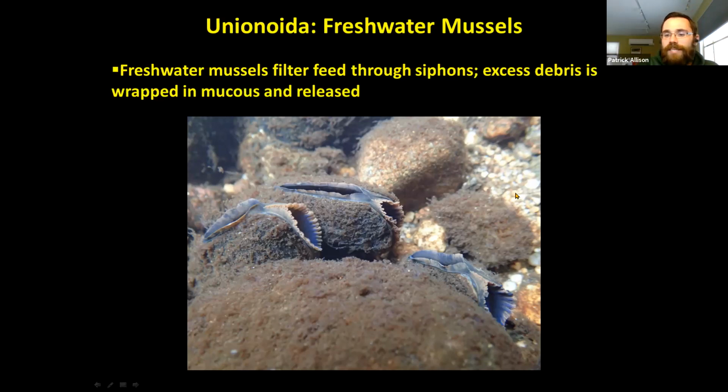Now, sometimes you can get sand and other debris that ends up floating downstream and getting into the siphon. And what happens is the freshwater mussel will produce mucus and it will wrap up that debris, and then it will release it out from the ex-current siphon.